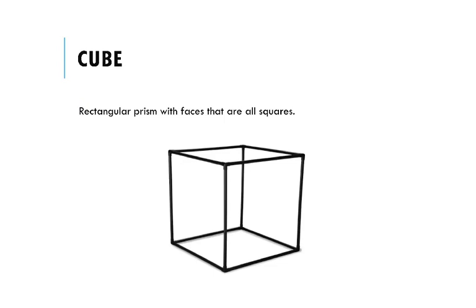Now you have a cube. A cube is known as a rectangular prism, but because all the faces are squares, we call them cubes. You guys are used to seeing cubes, especially if you play with dice or anything like that.